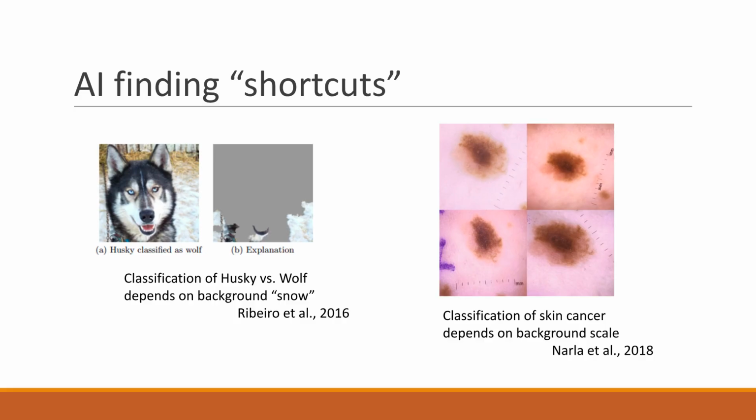Another example is skin cancer detection. Studies showed some models were actually basing their predictions on the rulers placed next to the tumors to indicate size, rather than the pathology of the cancer itself. Keep this in mind as we look at our MRI data.